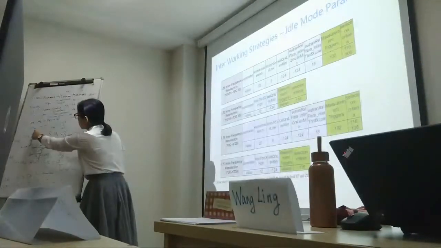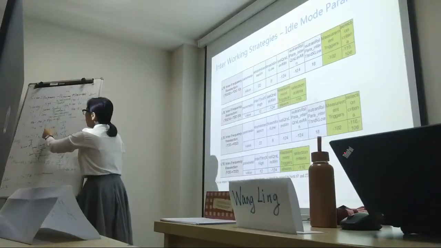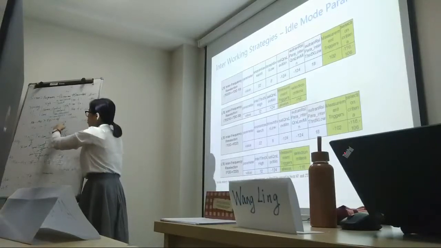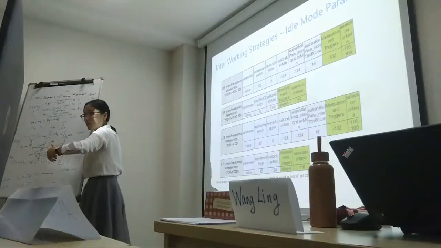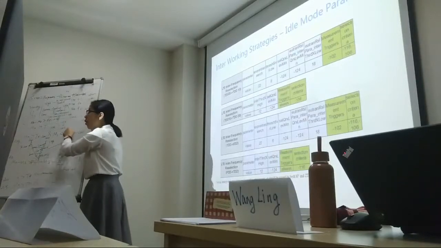From low to here. So if the neighbor is greater than minus 116, I will go to the neighbor. Now we want to let it reselect more easily, so we change this value to a lower value, from 116 to 120.